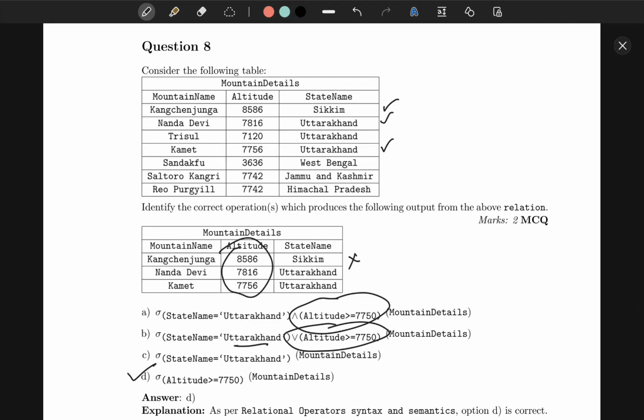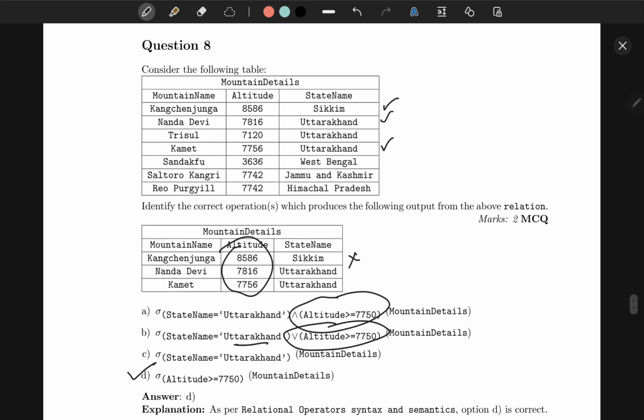Let's move on to the next question. Now this is again a relational algebra question. We have to choose the operation that produces the following result. First of all, you can observe that the altitudes in the result are all greater than some value. You can go from the options. You can see 7750 is used in 3 options, so it has to be correct. You just check it out over here. These are the 3 entries that are given. So the answer will definitely contain 7750, so this is ruled out.